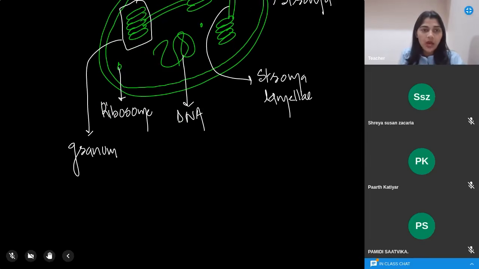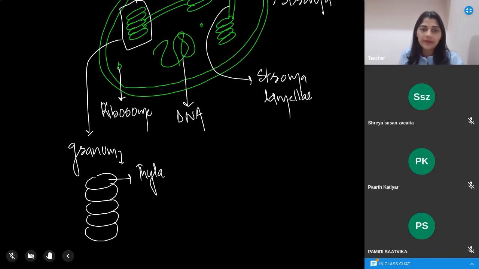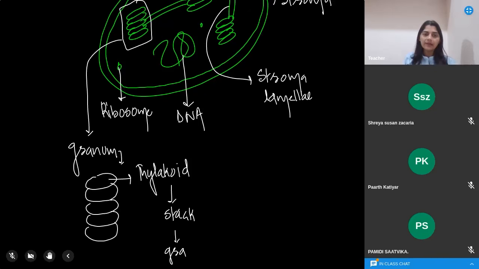Fine. So let's look at more details of this. This is how it looks. This granum is composed of thylakoids. When these thylakoids are placed one above the other, as I have drawn, the stack of thylakoids is called a granum. Okay?